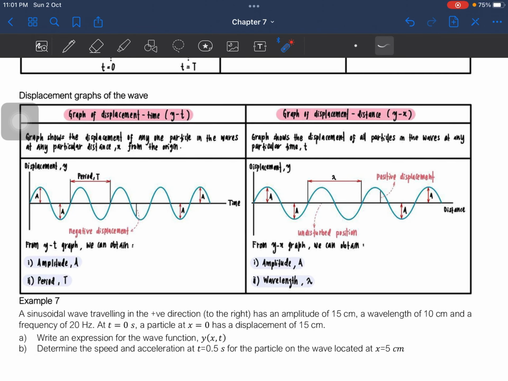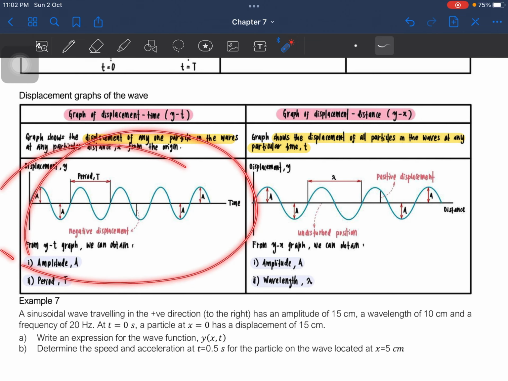Next, we have to see about displacement graphs of the wave. So we have a graph of displacement against time dengan displacement against distance. So the displacement against time graph ni, it shows the displacement of any one particle in the waves at any particular distance from the origin. Kalau graph of displacement against distance, it shows the displacement of all particles in the waves at any particular time.